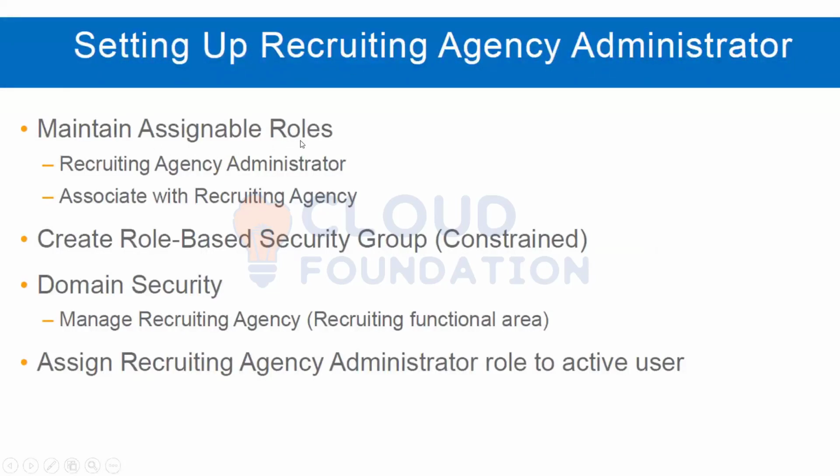So first you need to maintain an assignable role. Create this role and associate it with the recruiting agency, like enable it with this. Then create a role-based security group constraint. Then after creating it, assign it to this domain. And then assign this particular admin level role by going onto that agency and assigning it to any existing worker of the organization.